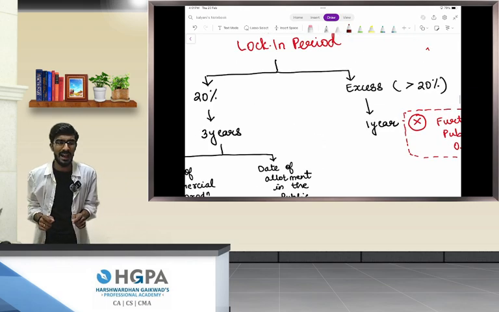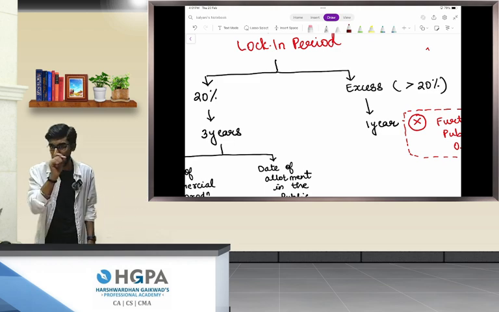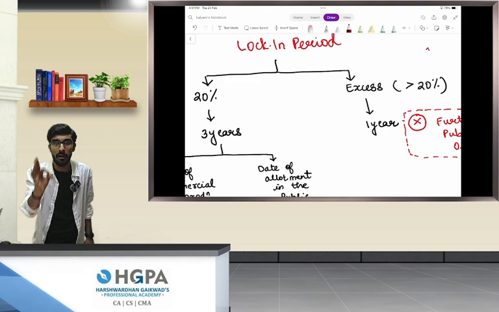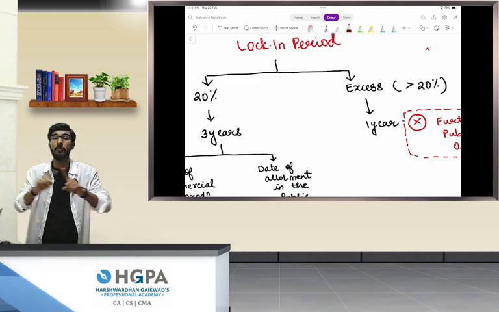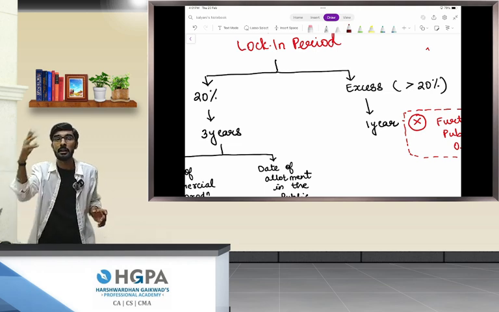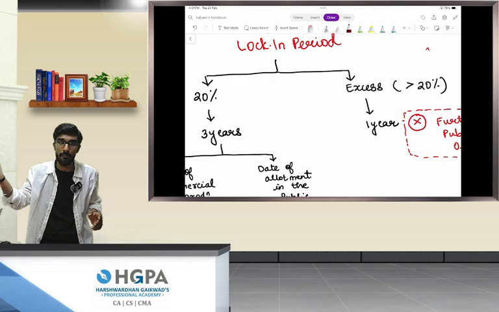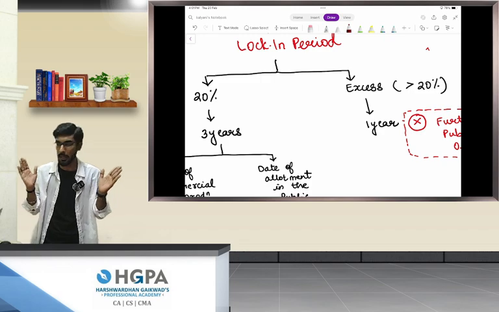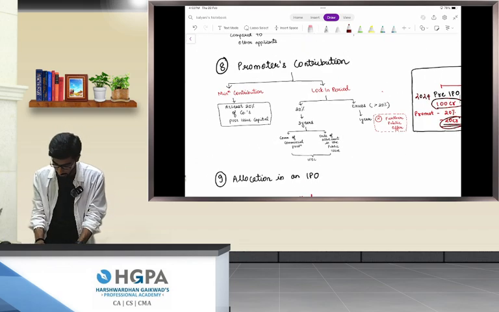If the promoter has contributed additional money, that is more than 20%, that money will be locked in for a period of 1 year. Now this period of 1 year has an exception. The exception is if the company comes with another public offering, that is FPO, then this 1 year will not be applicable. Otherwise 1 year will be applicable. Clear? All right people, perfect.